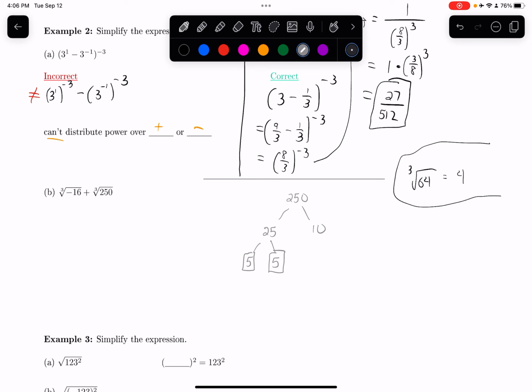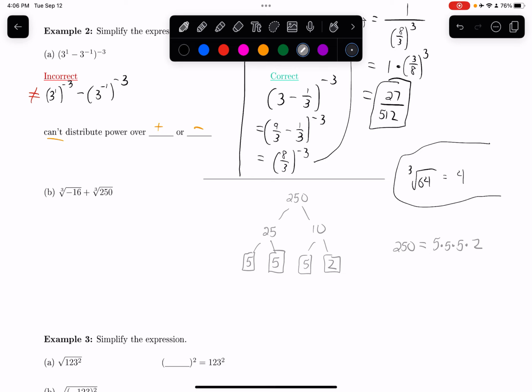Okay, so 10, I can split that further. That splits up into 5 and 2. Both of those are prime as well. So that's prime and that's prime. So what that means is the number 250 ends up being all of these prime numbers that showed up at the bottom multiplied together. So 250 is 5 times 5 times 5 times 2.